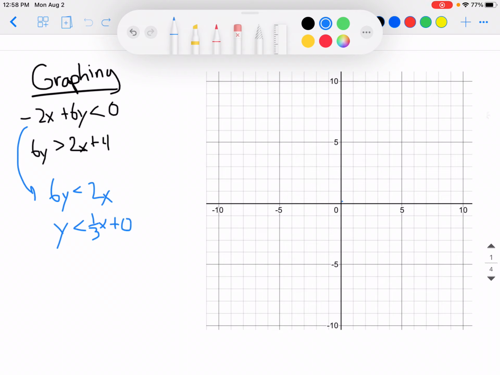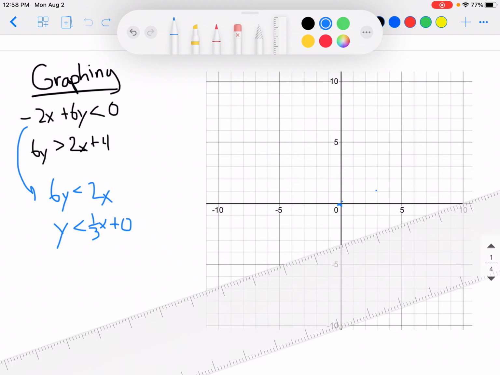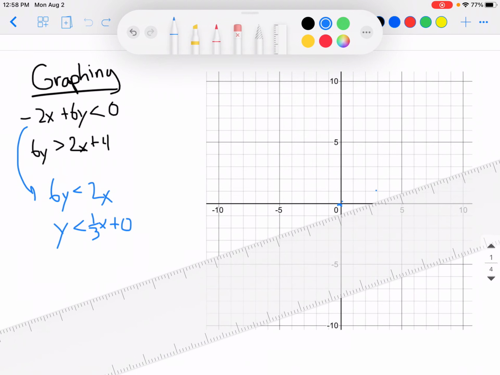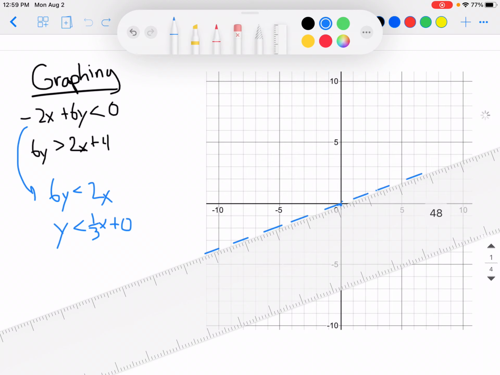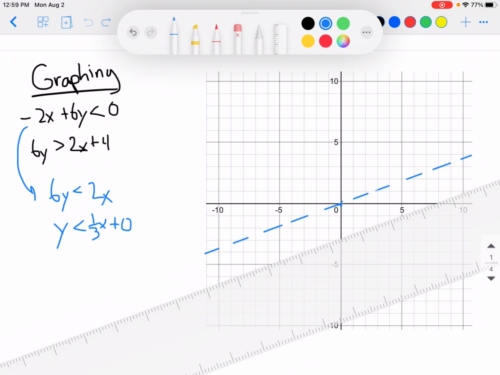So I'll start at the origin, and I'm going to go up 1/3. And from there, I can use a ruler, come up with some points. Make sure it all works out. Yeah, like that. Maybe lower it just a little bit there. Cool. Now, since it's less than, it's going to be a dashed line, and not, if it was less than or equal to, I'd be using a solid line. So a little dashed line like that. And we have part of the graph. We'll deal with the shading in a second.